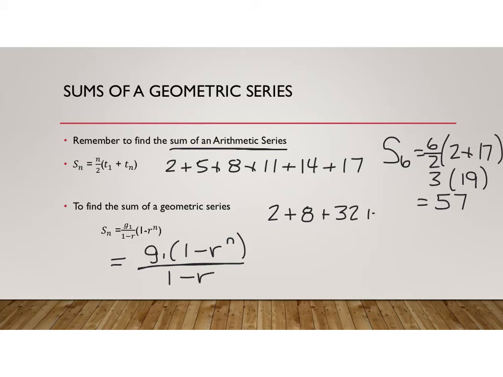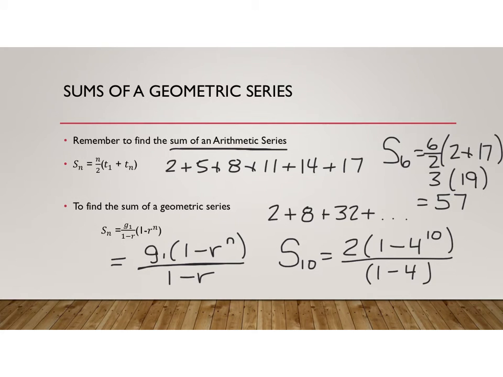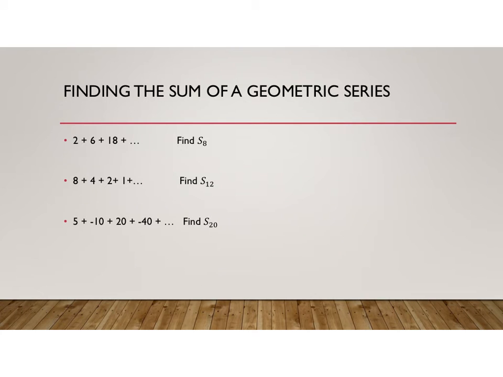So if I had this geometric series, you can see the ratio is 4. Let's say it just keeps going. If I was going to ask you to find the sum of the first 10 terms here, it'd be 2 times the first term, 1 minus 4 to the 10th power, all over 1 minus 4. And we'll do some examples using that formula in the next slide. So again, to find the sum of a geometric series, it's first term times 1 minus r to the nth power all over 1 minus r.